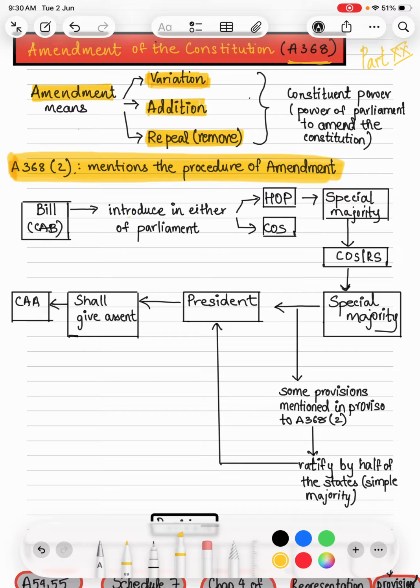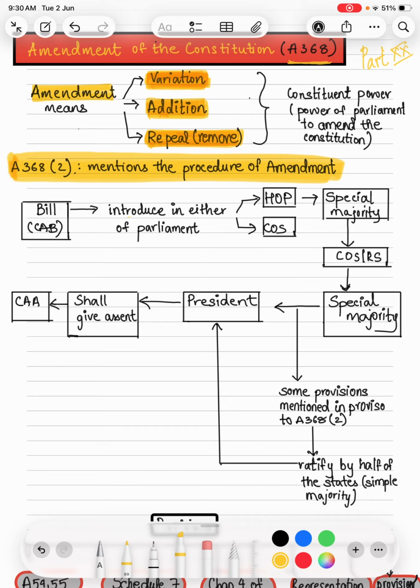So there are three versions of changing. Either you can vary something, modify what is there, or you can add something new, or you can remove what is already there. It might be articles or subclauses. You want to remove something, add some articles or subclauses, or add some new article altogether, or vary what is already written there. These are the three meanings of the word amendment, and it is specifically mentioned in that article also.